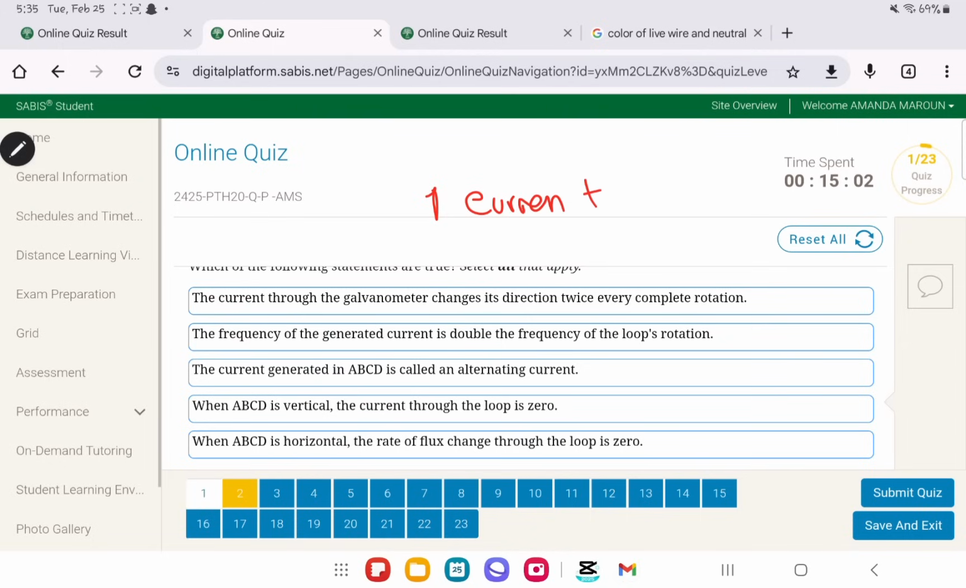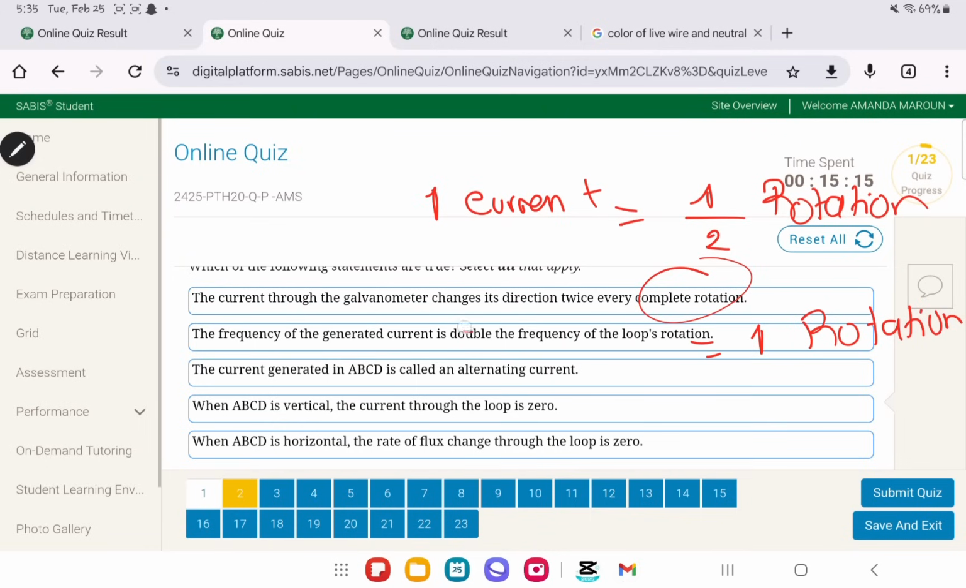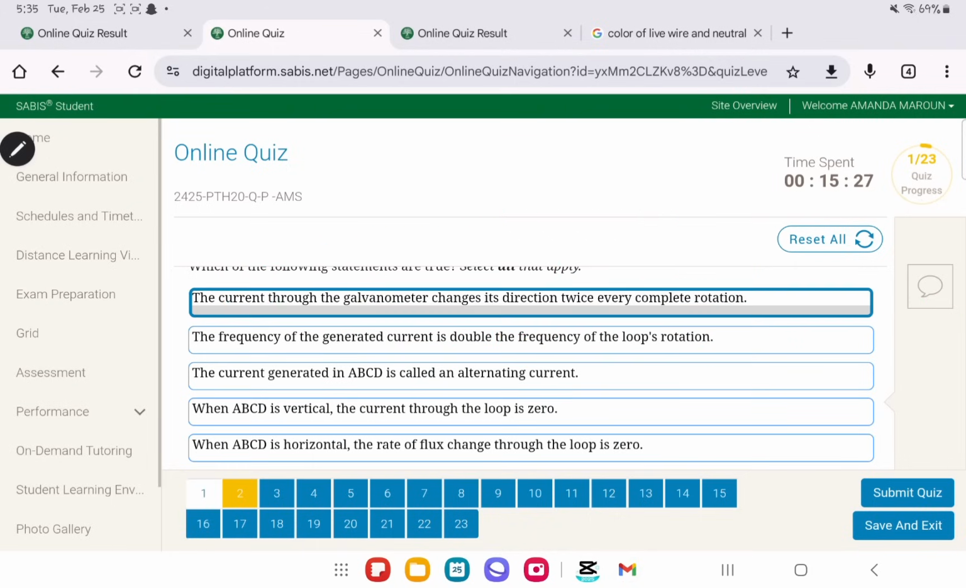So one current is equal to half a rotation. Okay, what about a complete rotation? So one full rotation means the current is equal to 2, because you are multiplying it by 2. So definitely this is correct, because the current changes its direction twice every complete rotation, or in another term, the current will change its direction every half rotation.